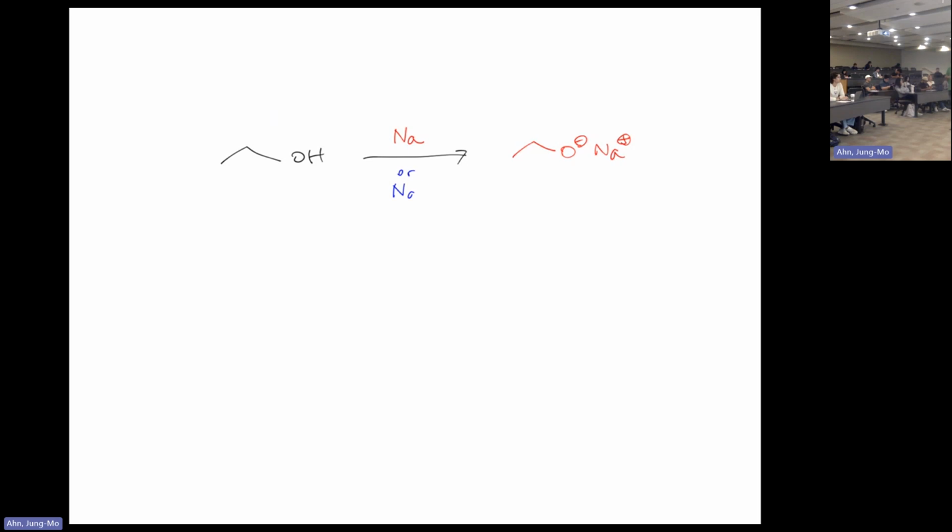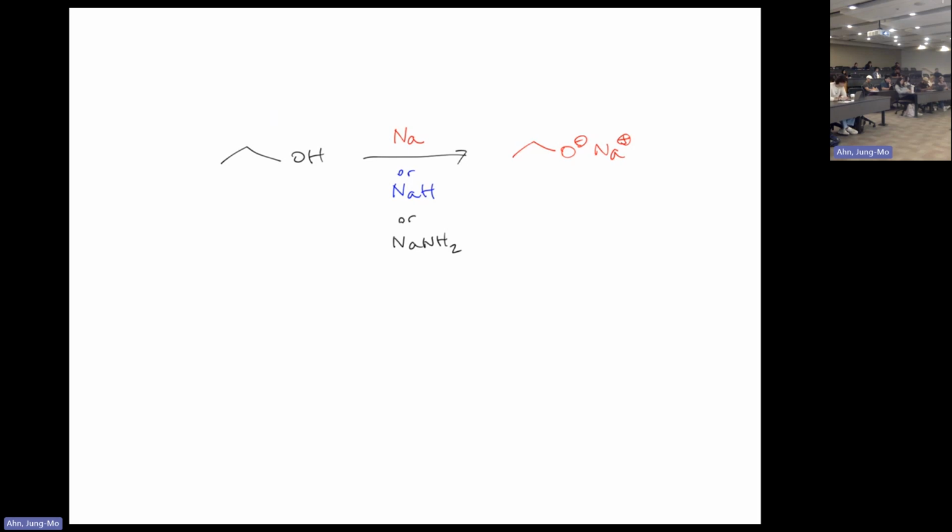You can also use a stronger base called sodium hydride. This is sodium and hydrogen. The funny thing is that hydrogen is normally found in the periodic table above the group 1 elements. But if you look at electronegativity, hydrogen has a very similar electronegativity to carbon, staying kind of in the middle. So if hydrogen is bonded with a group 1 element, the hydrogen actually becomes negatively charged and sodium is positively charged. That's why we call it a hydride. It's a negatively charged hydrogen.